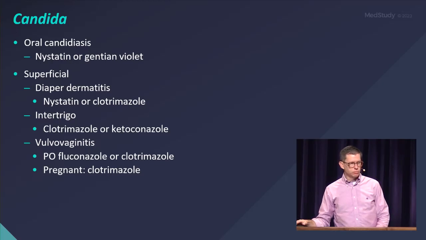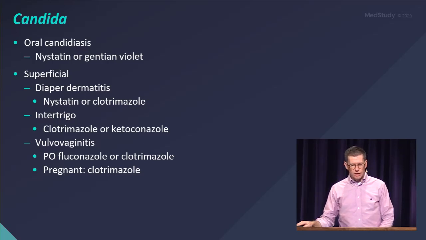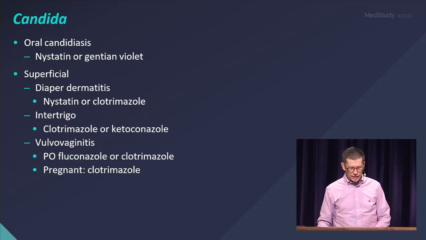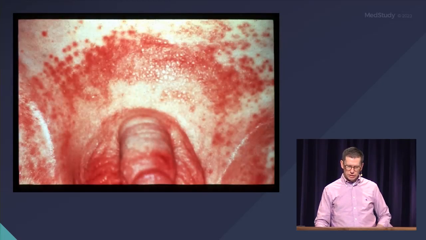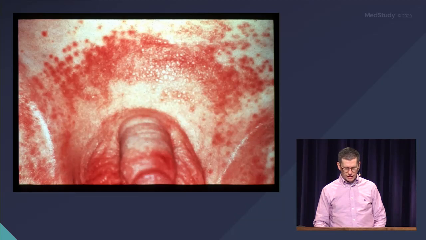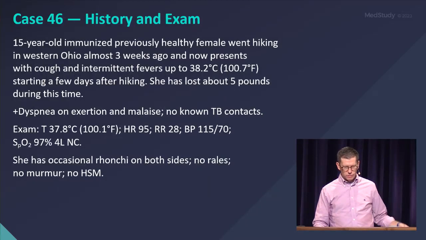choice. It could be superficial, causing diaper dermatitis or intertrigo or vulvovaginitis, in which case you typically use topical therapy, except for vulvovaginitis when you use PO therapy. So this is Candida diaper dermatitis, usually well-circumscribed lesions like you see at the top that are satellite in nature. And then we're going to continue with some fungus.